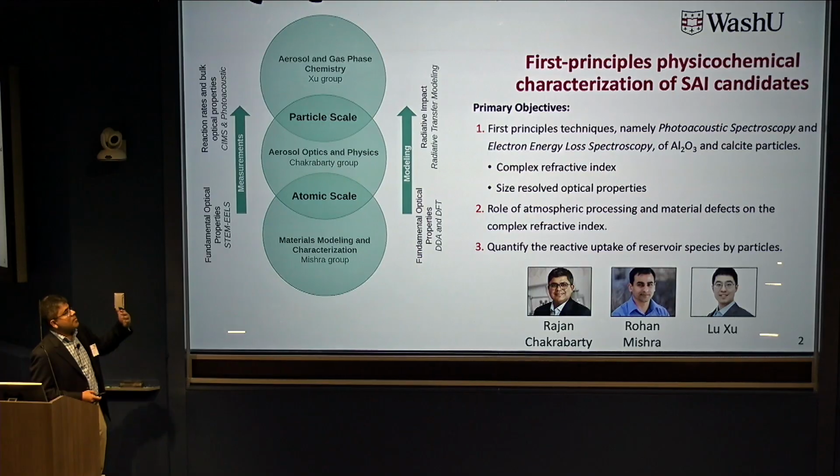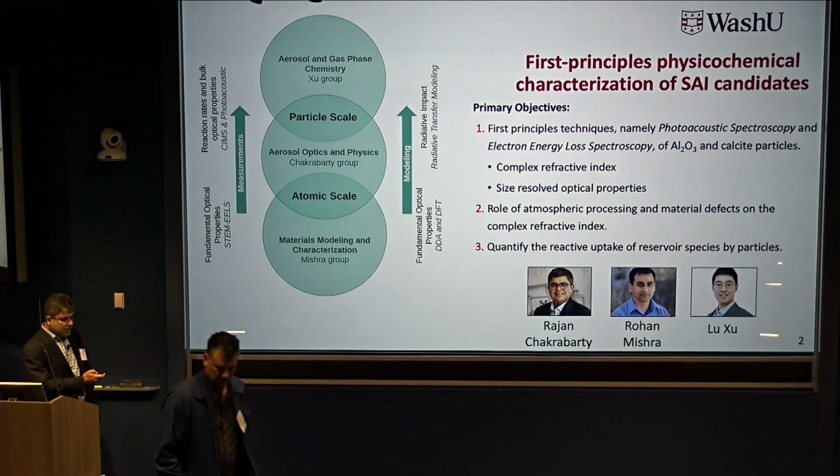And then there is also the chemistry side, which is in collaboration with Lu Xu, who is a chemist who is trying to mimic the stratospheric chemistry in the lab using flow tube reactors. For the electron energy loss spectroscopy, I'm partnering with Professor Rohan Mishra from the Material Science Department. He's an expert in microscopy and modeling. So this is the team, and each of us has students who are also here, and I'll be acknowledging them throughout the talk.